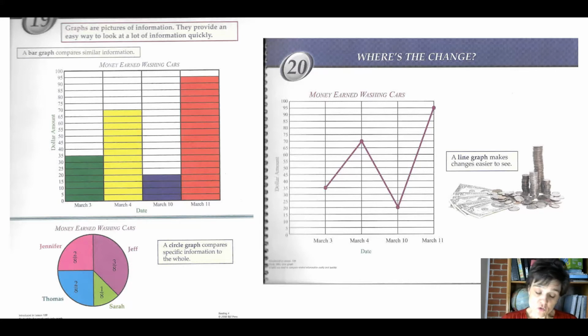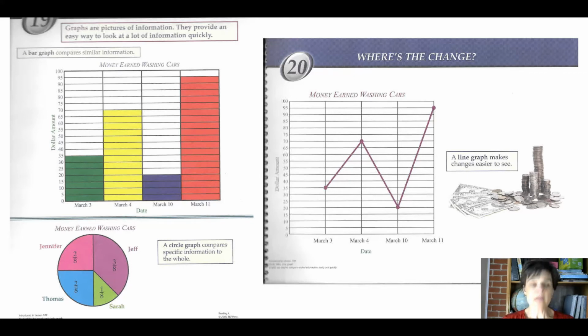Number 2, which graph tells how many people voted in the 1996 presidential election? Did you say line? That'd be the line graph. That's the first one, the top one. That's a line graph, and it's showing the presidential elections. On the side, it shows the number of voters in millions, and along the bottom, it shows the years.